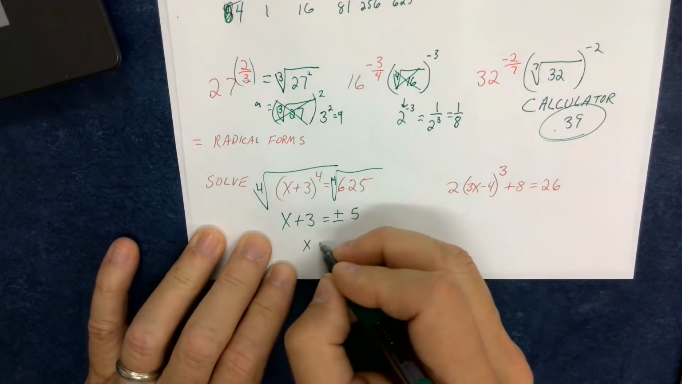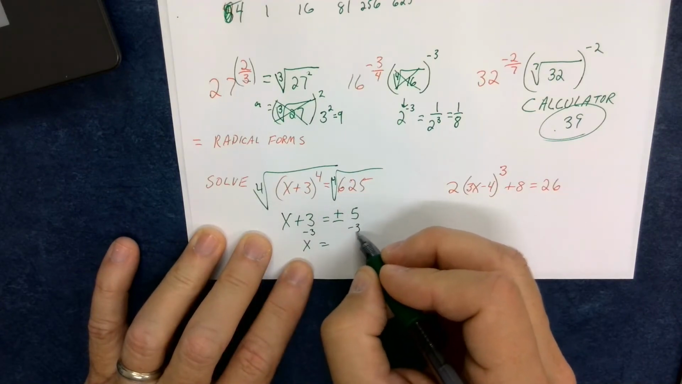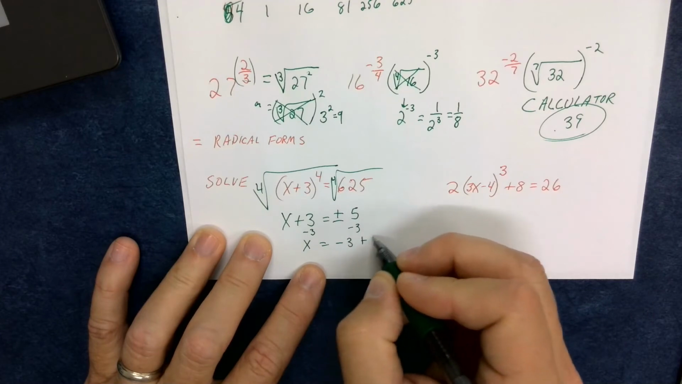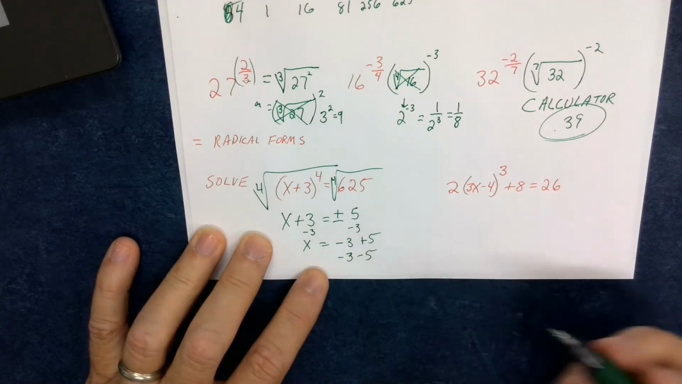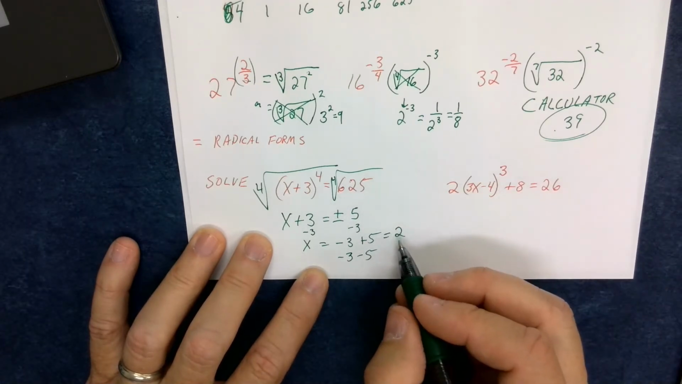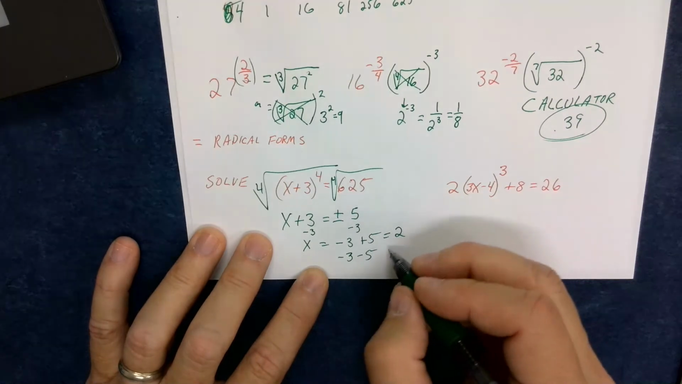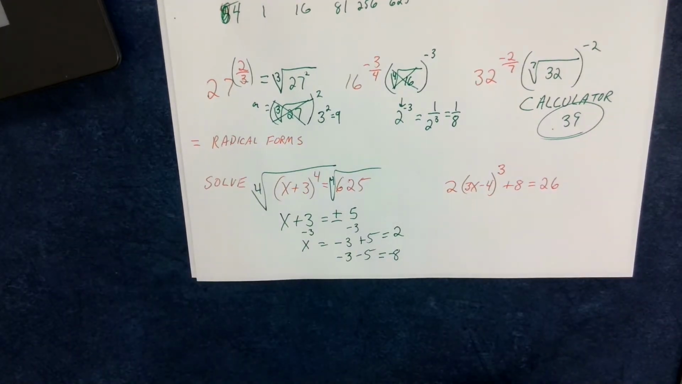So then x equals, because I got to get rid of this plus 3, so I go to minus 3 and minus 3, so I have negative 3 plus 5, and I have negative 3 minus 5. Those are my two solutions. Negative 3 plus 5 equals 2. Hey, that was on my calculator. And negative 3 minus 5 equals negative 8. That was also on my calculator.